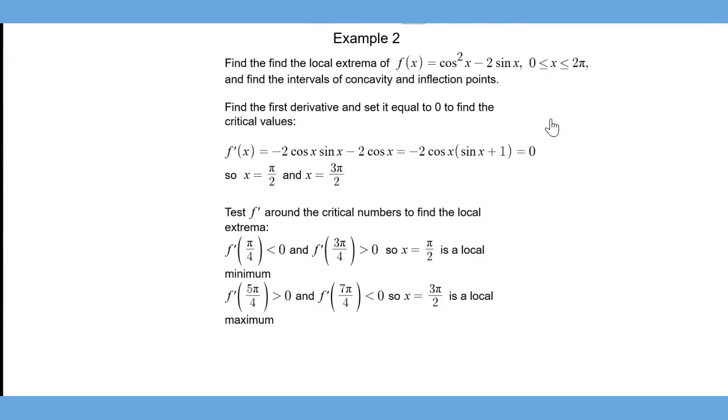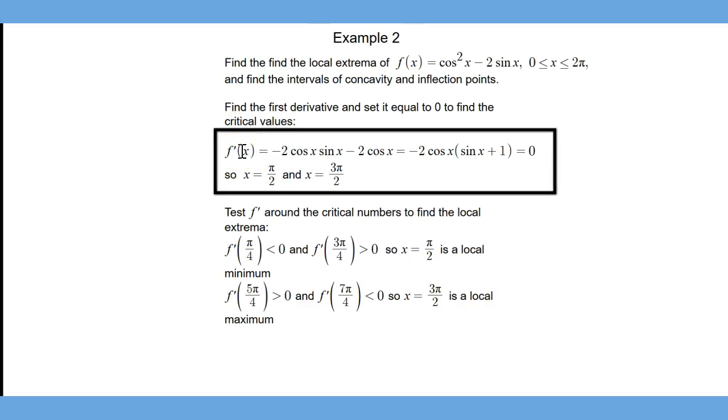So here's another example. Find the local extrema of this function and find the intervals of concavity and the inflection point. To start, we find the local extrema, so we'll find the critical values, the critical numbers. So we find the first derivative and set it equal to 0. Solving this equation, I get critical numbers of pi over 2 and 3 pi over 2.